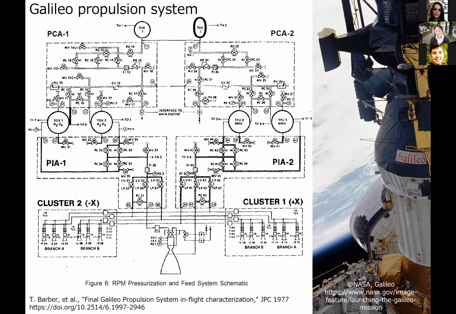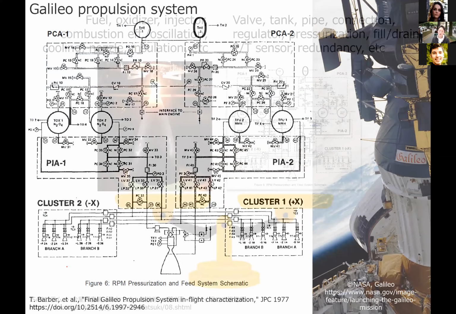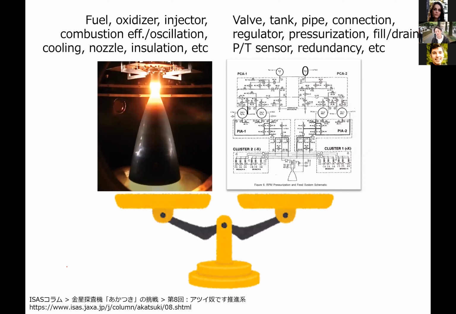So by using this slide, what I want to say is, when you develop a bi-propellant thruster, of course the thruster itself is very important. So fuel, oxidizer, injection method, combustion efficiency, combustion oscillation, and cooling, nozzle insulation, a lot of elements. And these are very important. However, this kind of system, and how you develop this system, is also very important, which determines the total system performance of the propulsion system, especially reliability, performance, those kinds of things.